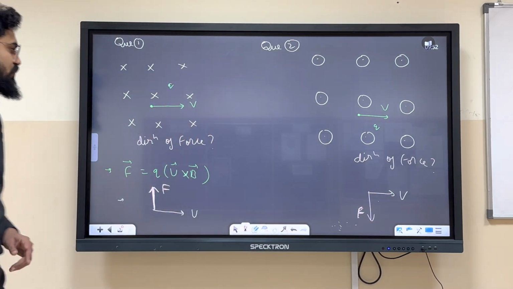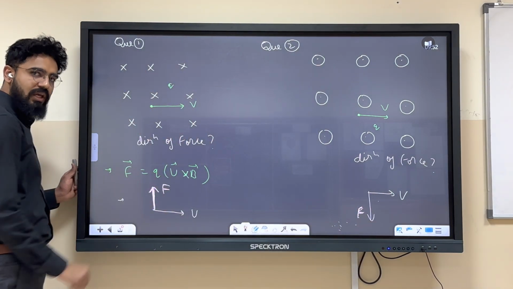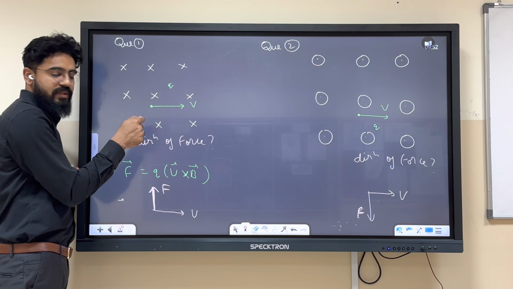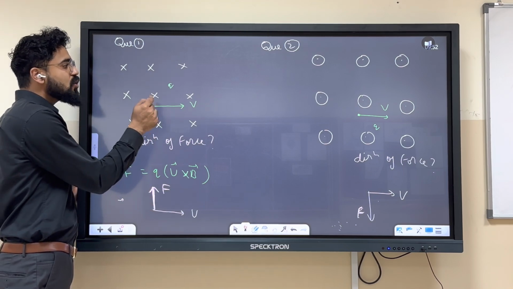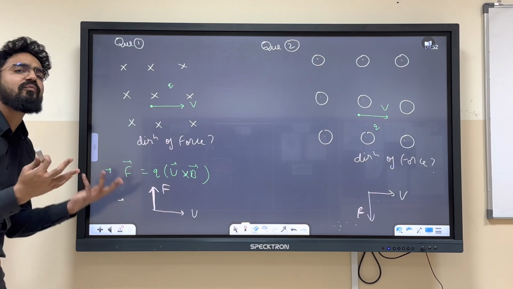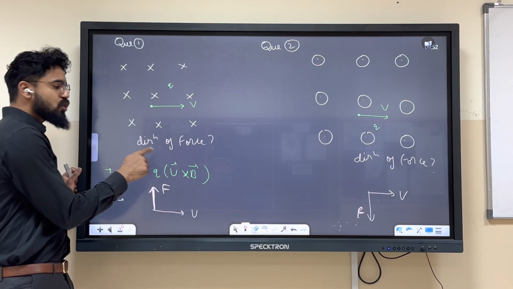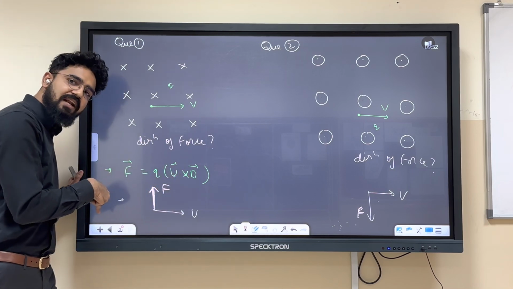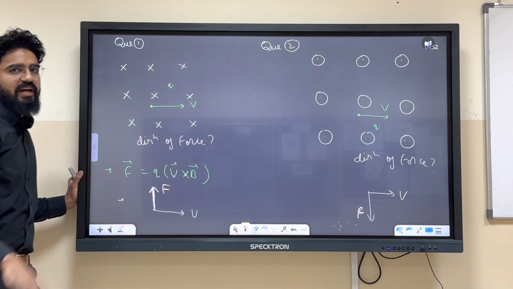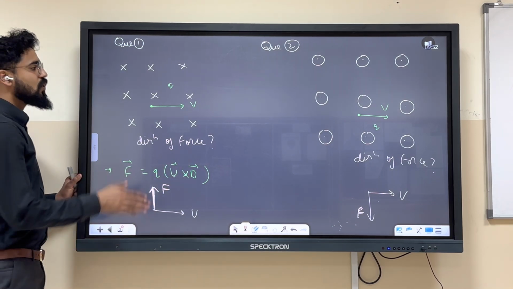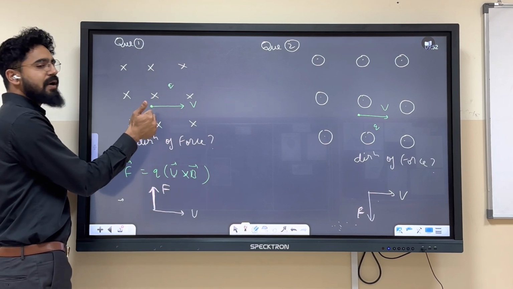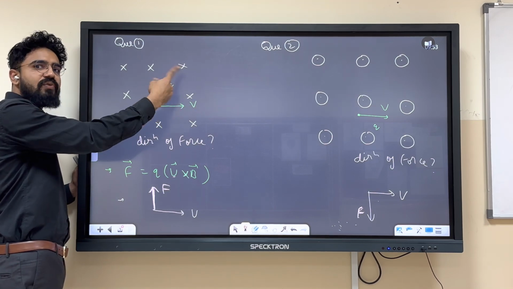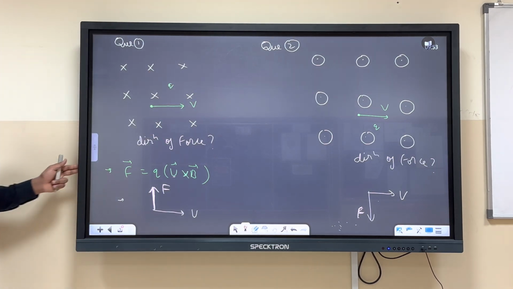Few things that you should notice over here. First thing, this force is perpendicular to V, and this force is also perpendicular to the magnetic field. Perpendicular to velocity, perpendicular to magnetic field. Whenever we do a cross product, whatever the resultant vector is, it is perpendicular to both of the vectors. So yes, it is perpendicular to V. It is also perpendicular to your magnetic field, because the magnetic field is inside and the force will be in this plane. Are we getting it right?